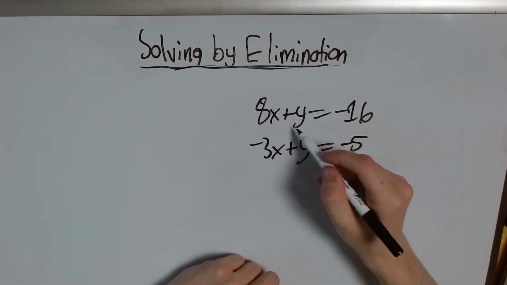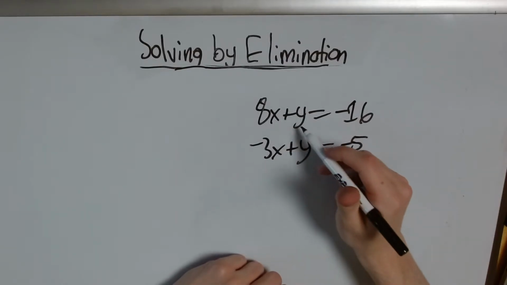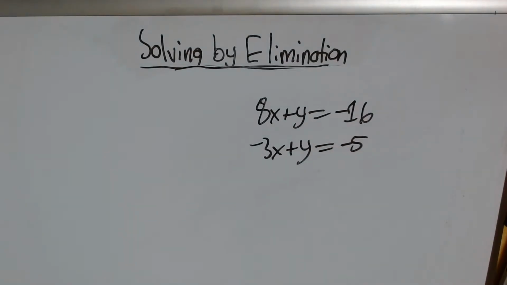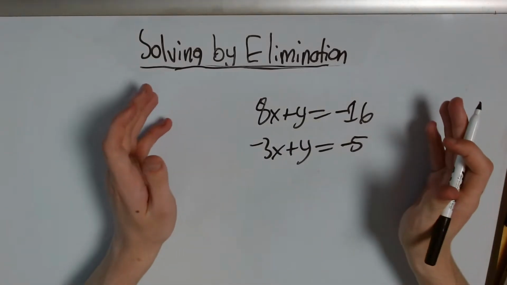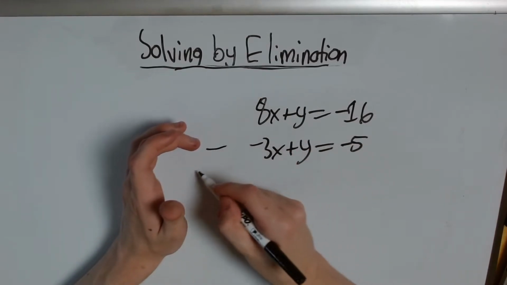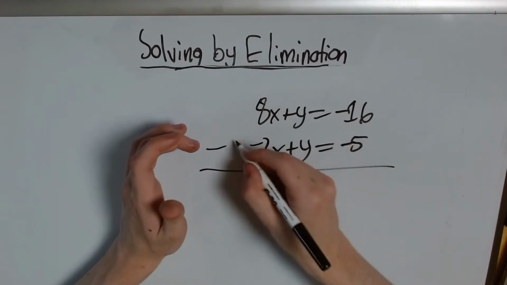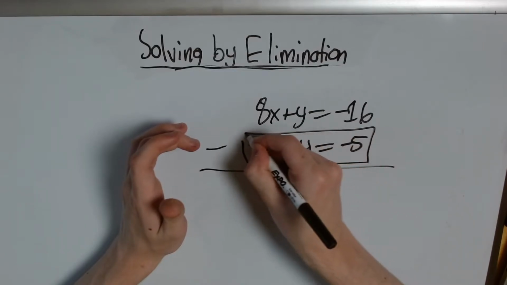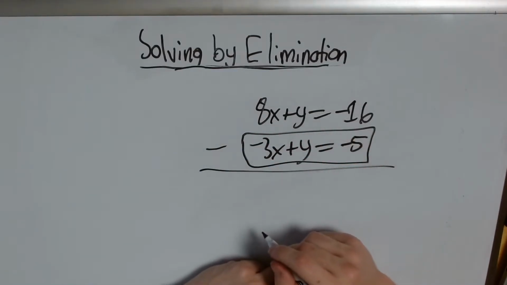I know that I can cancel these two y's out if I subtract them, right? Y minus y, that's 0. So then how do I subtract them? Well, put simply, I subtract the entire equations. I subtract this entire equation from this entire equation. What does that look like?